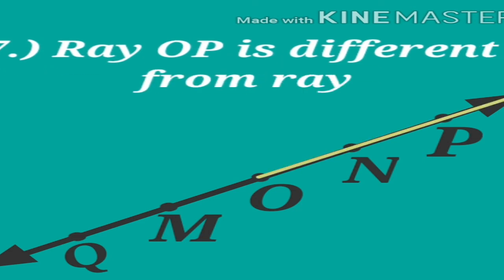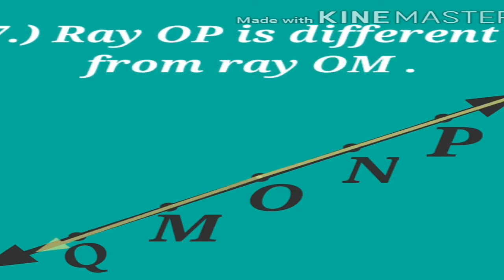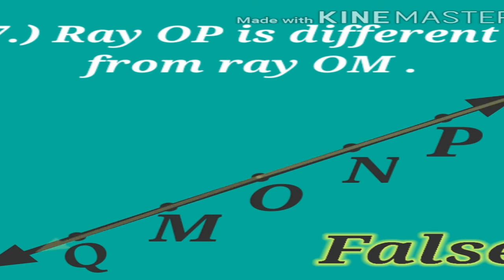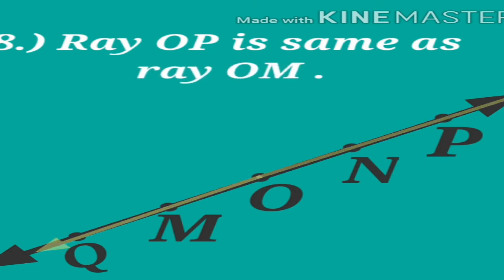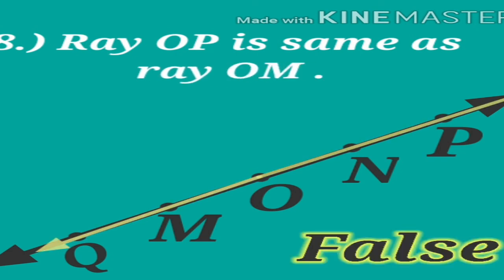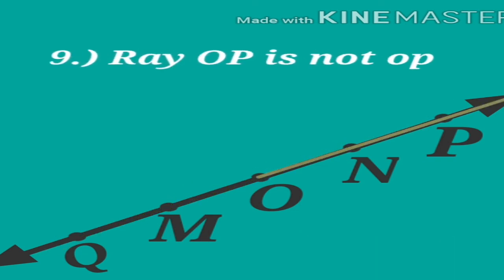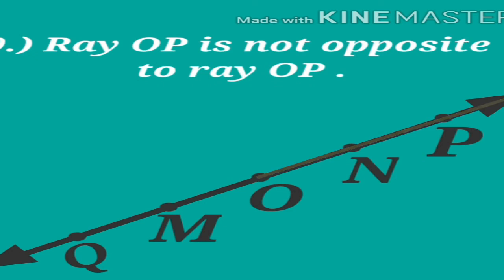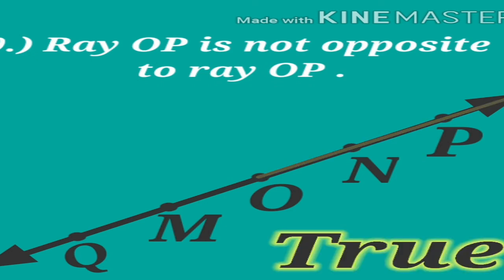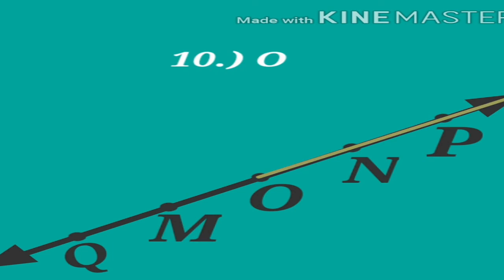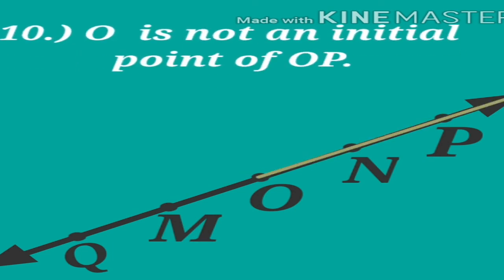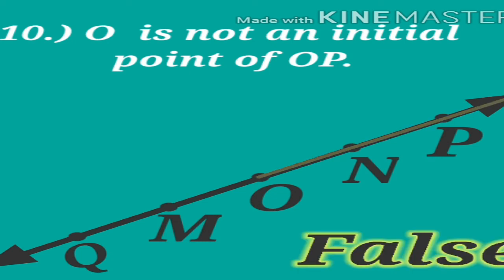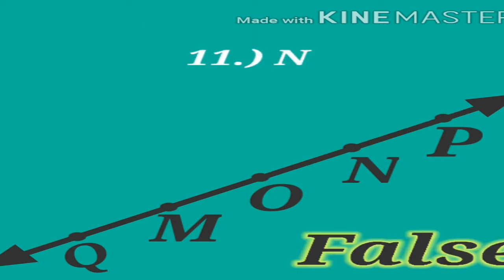Seventh, ray OP is different from ray OM. Yes, of course, OP is on another side and ON is the opposite of OP. Ray OP is the same as ray OM. It's also false because both are in opposite directions. Ray OP is not opposite to ray OP. Yes, it's true. O is not an initial point, meaning starting point, of OP. It's false because O is the starting point of ray OP.